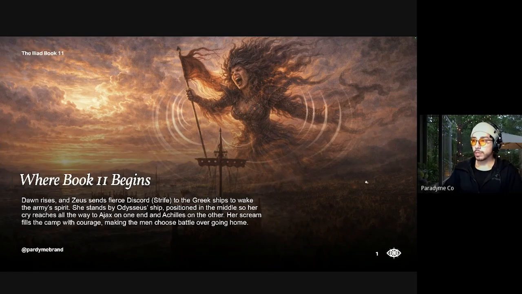So where Book 11 begins, dawn rises and Zeus sends fierce Discord, the goddess of strife, to the Greek ships to wake the army's spirit. She stands by Odysseus's ship, positioned in the middle, so her cry reaches all the way to Ajax on one end and Achilles on the other. Her scream fills the camp with courage, making the men choose battle over going home.